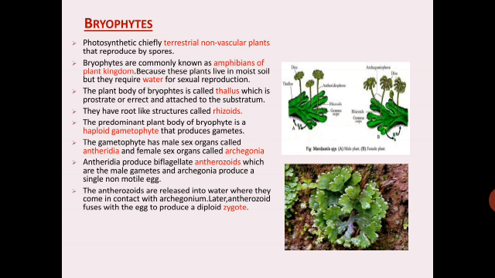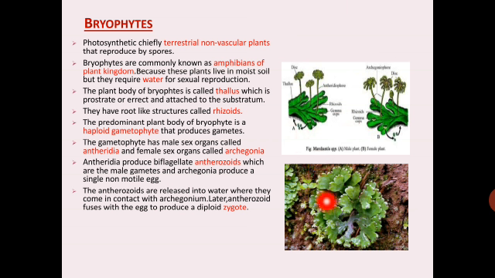Antheridia produce biflagellate antherozoids, which are the male gametes, and archegonia produce a single non-motile egg. The antherozoids are released into water where they come in contact with archegonium. Later, antherozoid fuses with the egg to produce diploid zygote. So this is how fertilization occurs.